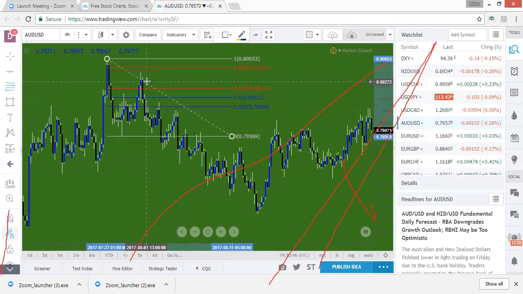We try to have the least amount of drawdown as possible. So even if, say, this pattern right here doesn't come back and hit the 886, I guess that would be a failed pattern because it does touch the 50%.